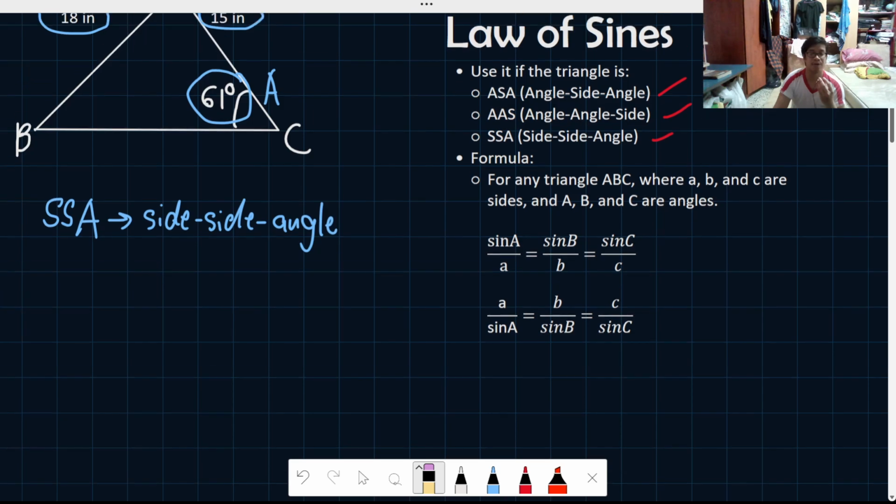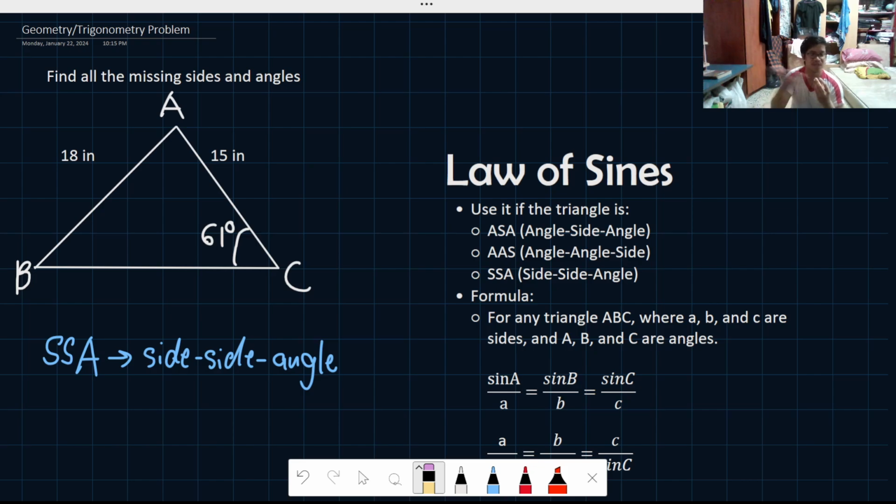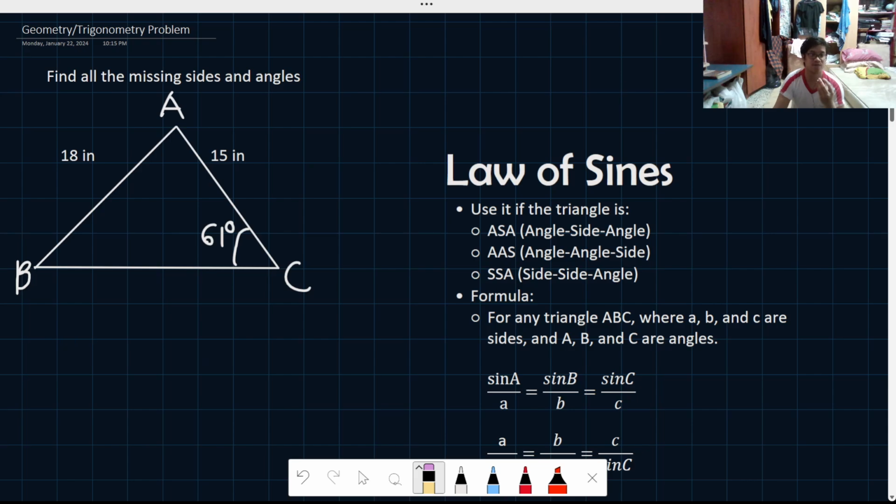Okay, it is the law of sines. Now, here's the thing. We have a given side and a given angle, but I think we need to label the parts of the triangle. We have triangle ABC. Which of the sides here is small a? Which is small c? Which is small b? So we need to label the parts of this triangle.